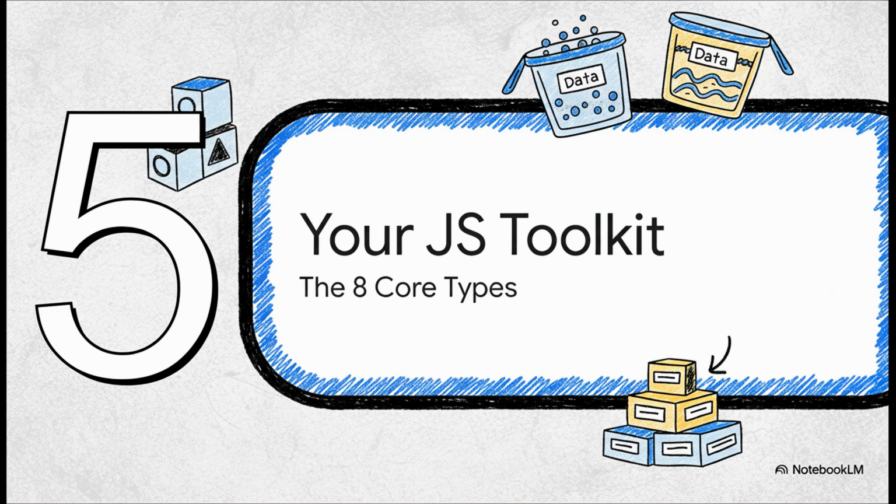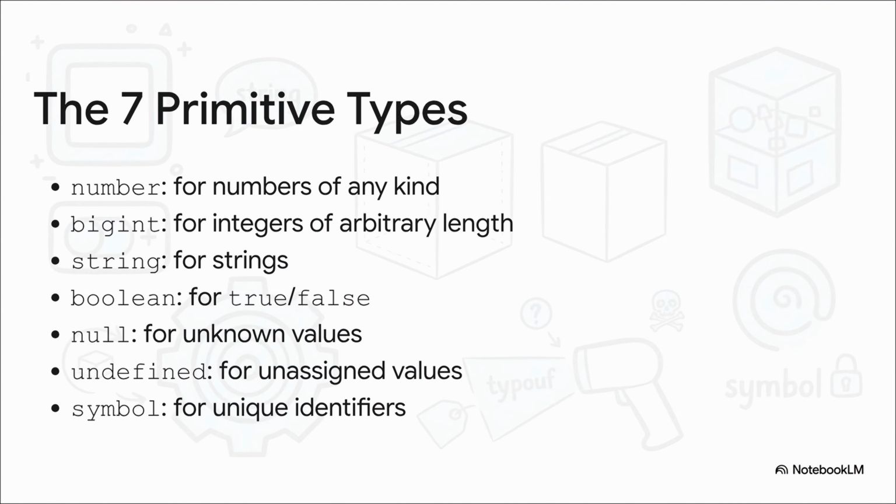Our expedition is almost at its end, so let's lay out all the awesome tools we've collected in our toolkit, the 8 fundamental data types of JavaScript. So we have 7 primitive types. They're called primitive because they can only hold a single thing. One number, one string, one boolean. That's it. They are the simple, indivisible atoms of all your data.